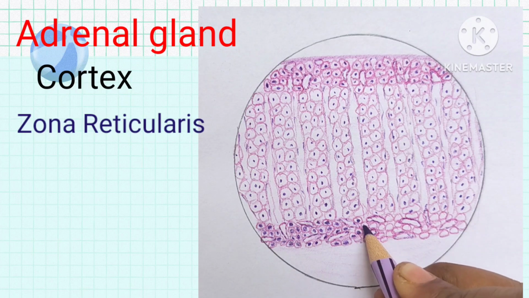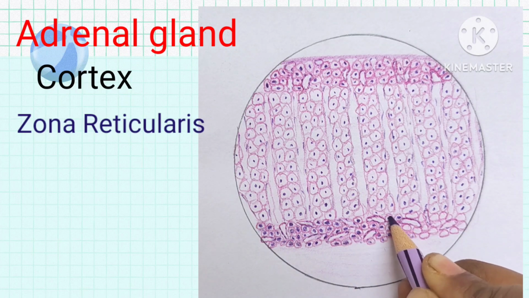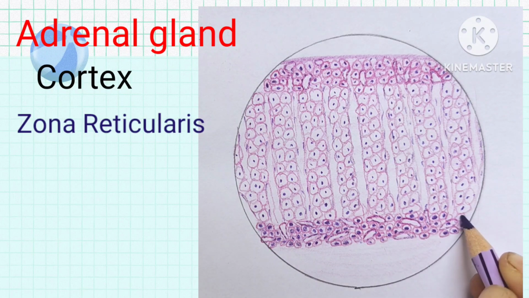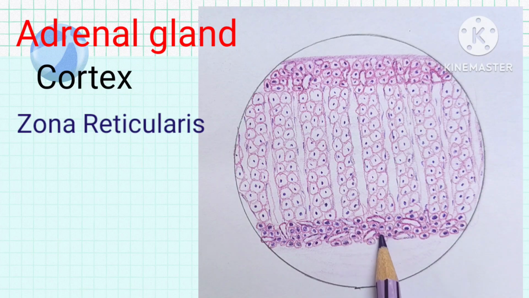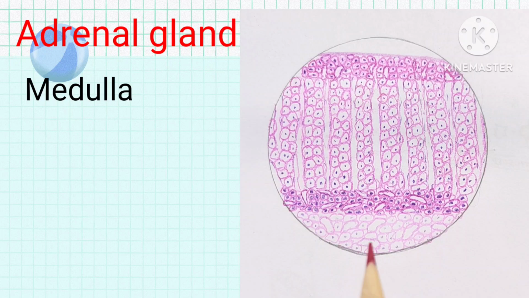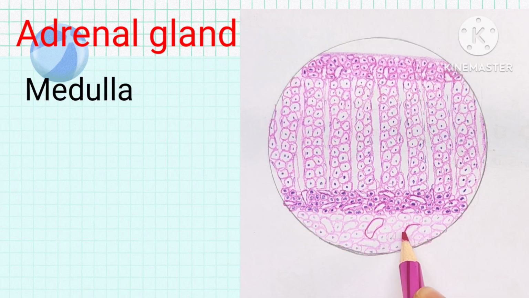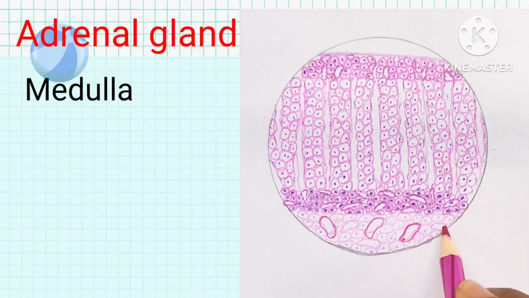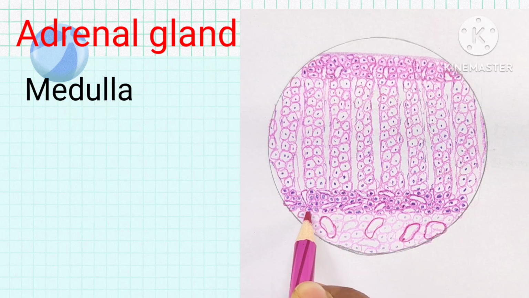All these three layers constitute the cortex, which is mesodermal in origin. The medulla constitutes the central part of the gland and is derived from the neural crest cells. Here, we have a large vein. Sinusoids will be very large because from here the adrenal veins begin. So I'm drawing the slightly larger sinusoids, which later unite to form the vein, and in between them the cells.